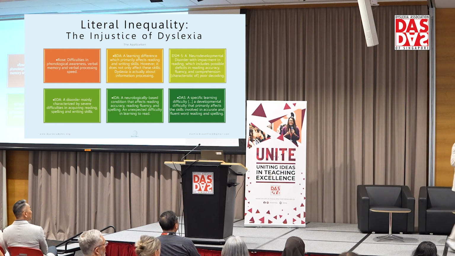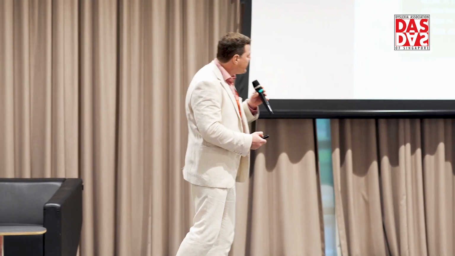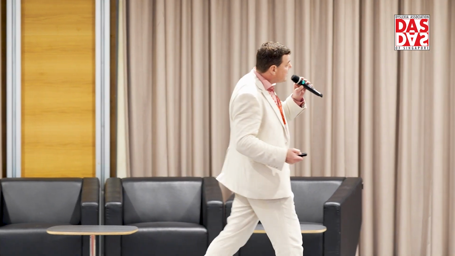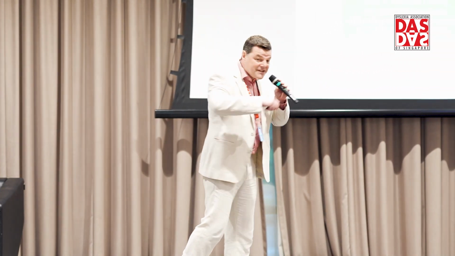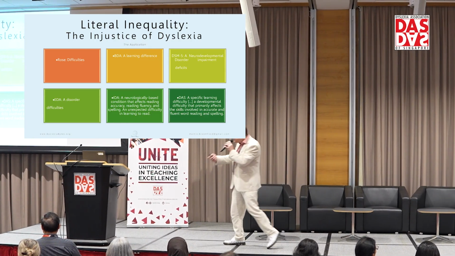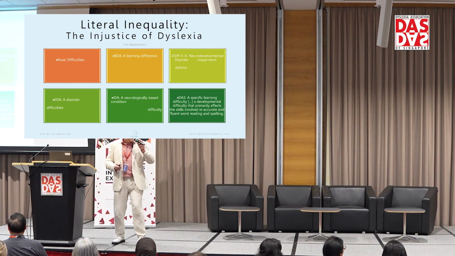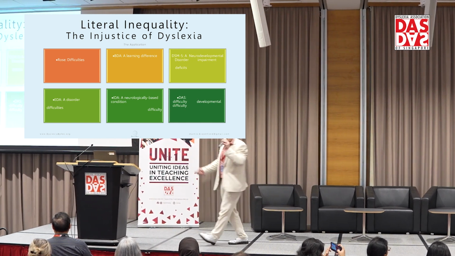Well, let's look at the norms underlying these definitions. The Rose Report highlights the difficulties. The British Dyslexia Association calls it a difference. DSM-5, neurodevelopmental disorder, impairment, and deficits. European Dyslexia Association calls it a disorder and deficits. IDA, condition, difficulty. You can see a pattern, can't you? Difficulty, developmental difficulty.